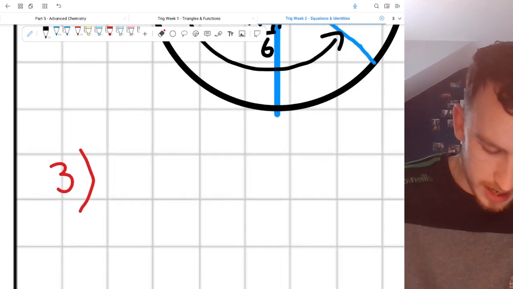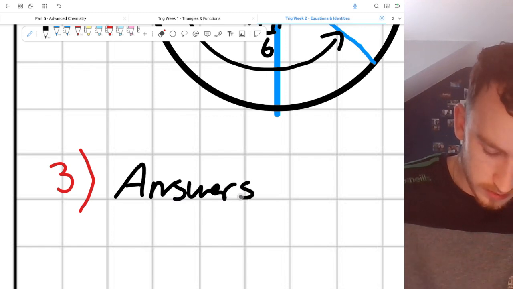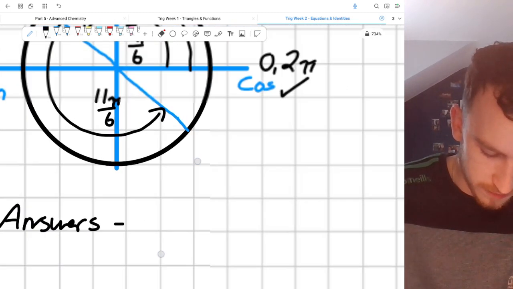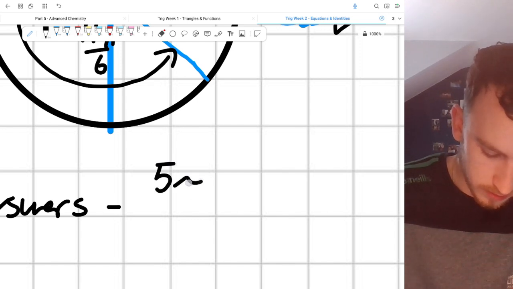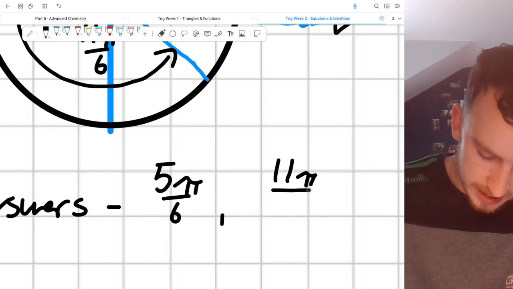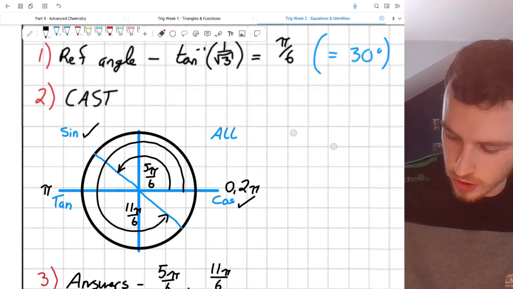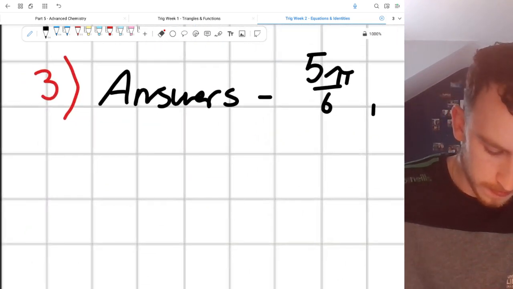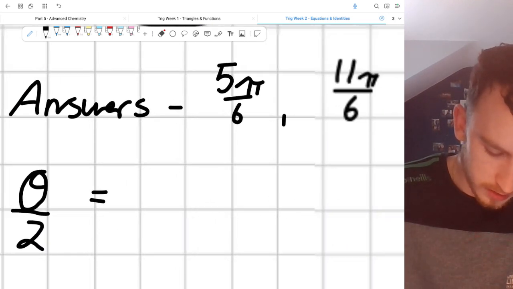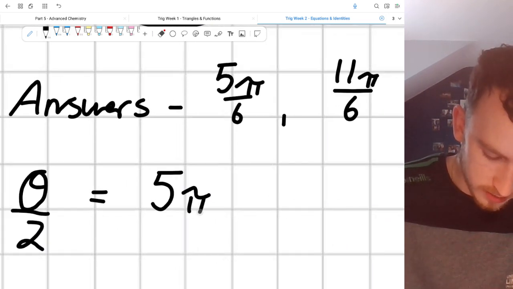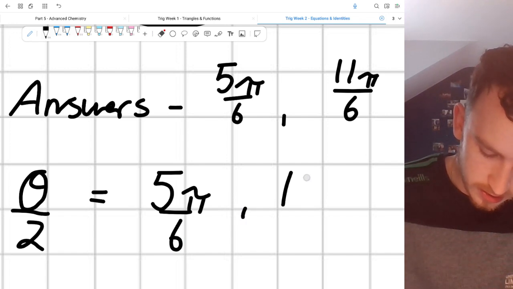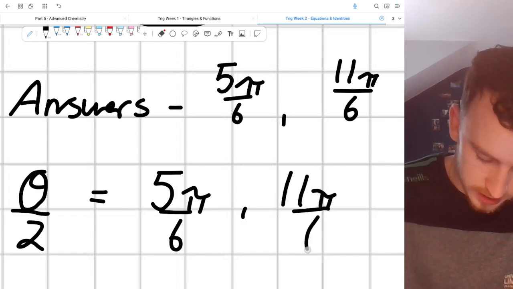So step 3 then, your answers, at least for the moment, are 5 pi over 6 and 11 pi over 6. Now that's equal to what? Theta over 2. So theta over 2 is equal to 5 pi over 6 and 11 pi over 6.